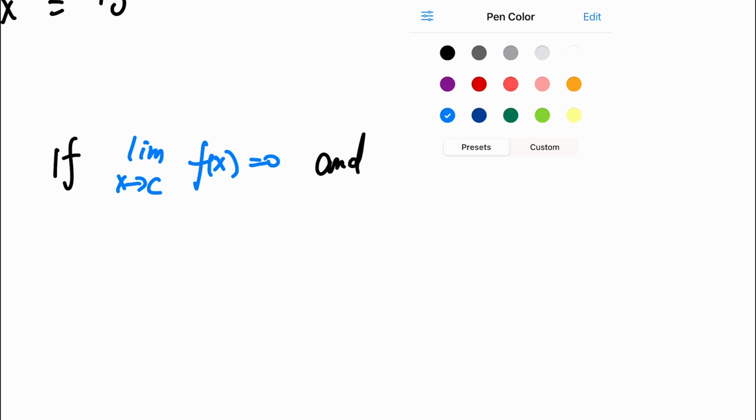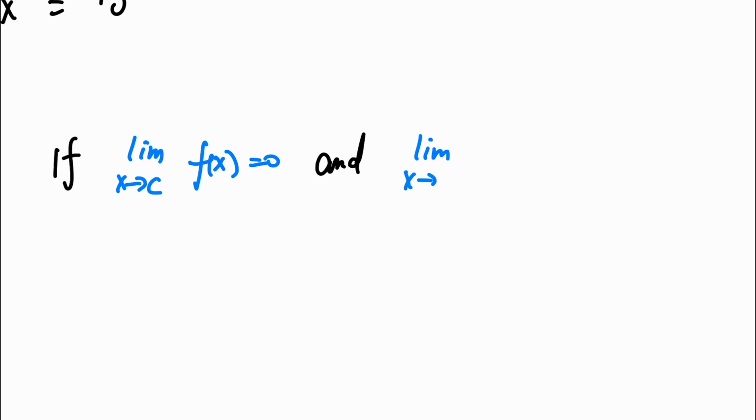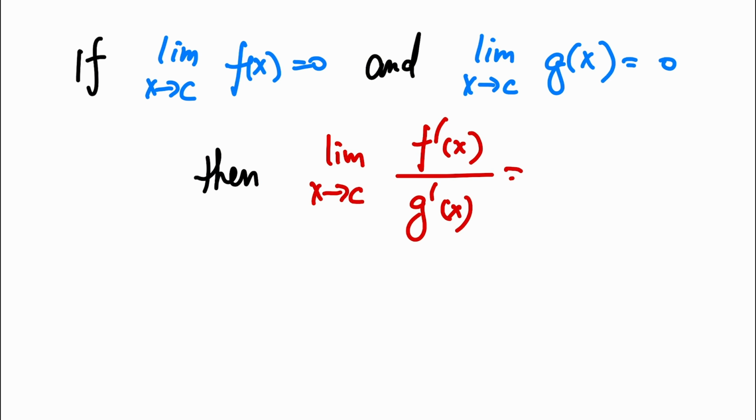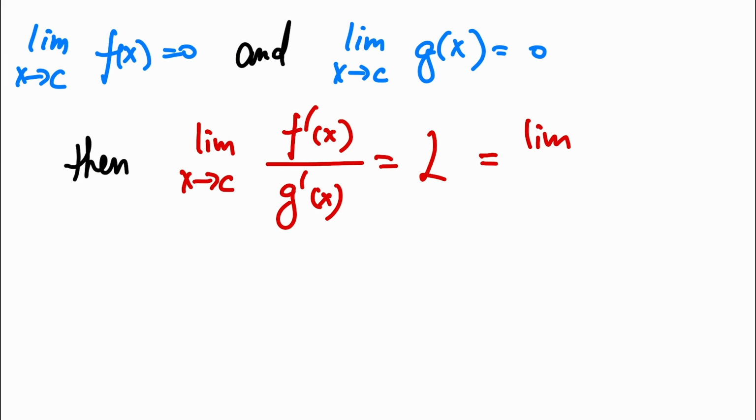Now let's take a look at L'Hôpital's Rule. L'Hôpital's Rule states that, so we have a requirement, if the limit as x approaches something of f of x is equal to 0, and the limit as x approaches c of g of x is also 0, then we have the limit as x approaches c of f prime of x over g prime of x is equal to L, and this L is equal to the limit as x approaches c of f of x over g of x.